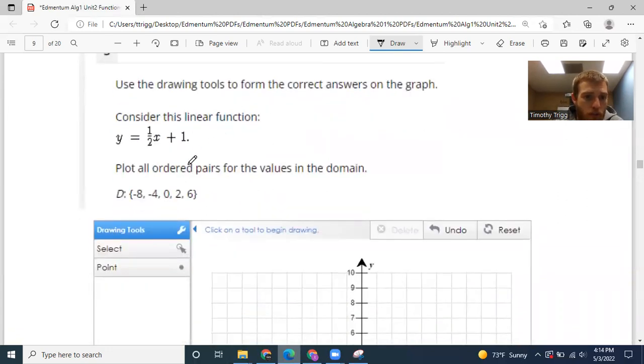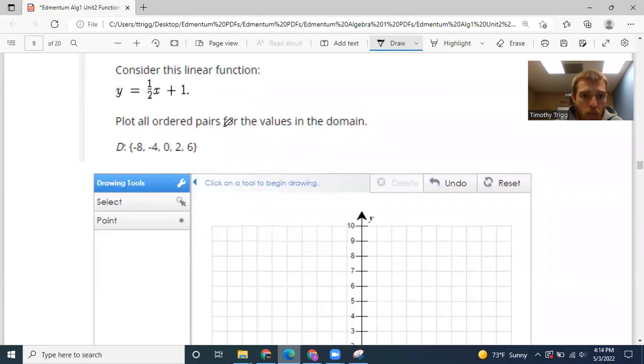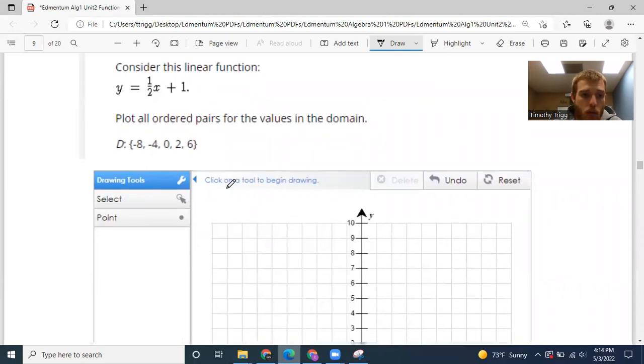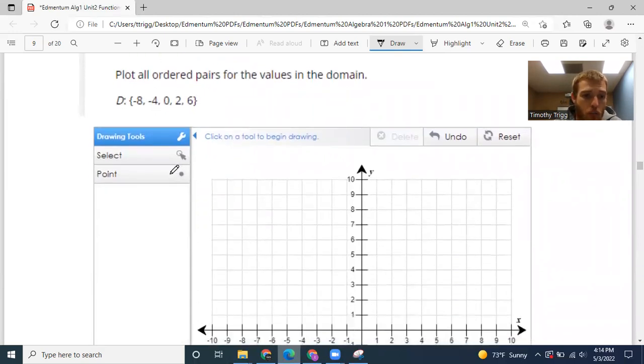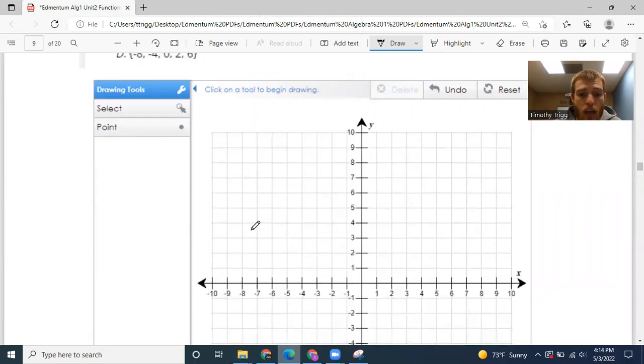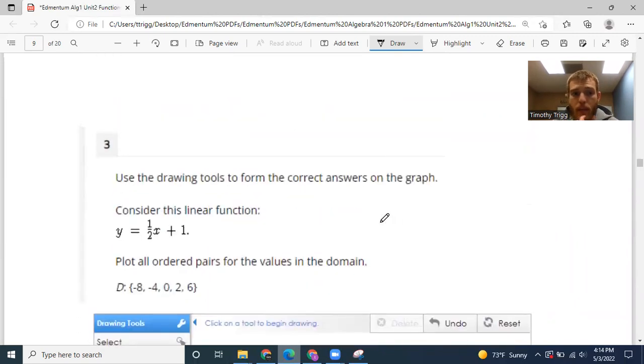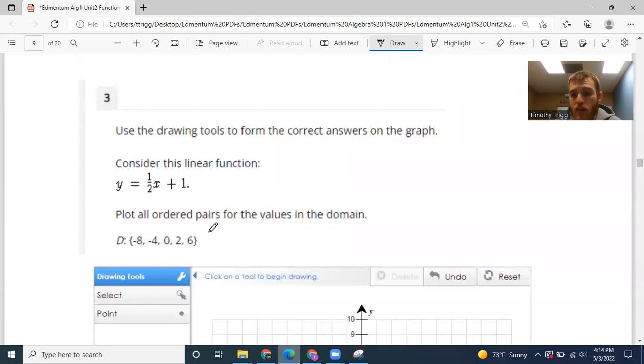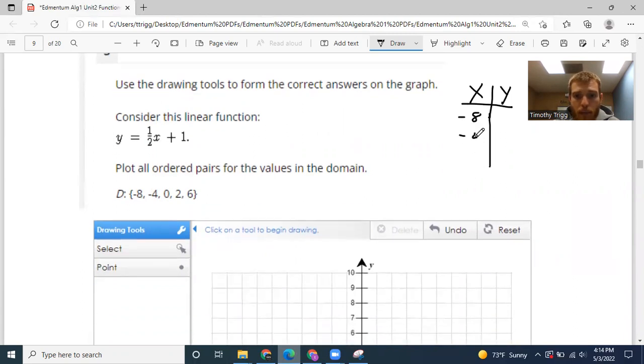All right, consider this linear function. Plot all ordered pairs and the values in the domain. Okay, so here you're going to be using this tool right here, the point tool. So you're going to click on this tool, and we're going to put points on this graph. And we're going to be using this domain to help us. So what I like to do is perhaps on another sheet of paper, you can make an XY chart. Okay, so I'm going to just put my numbers here from the domain: -8, -4, 0, 2, and 6.